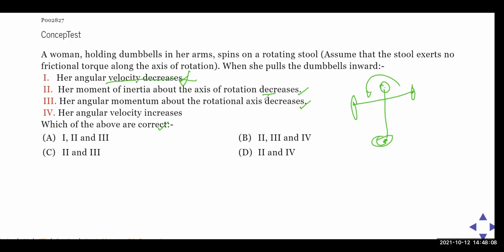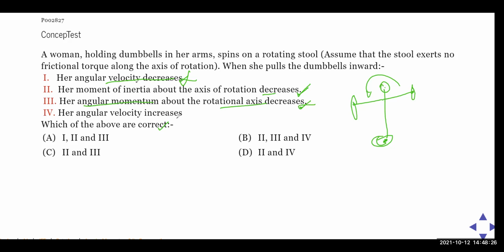This is correct. Right, true, correct, very good. Third, angular momentum about the rotation axis decreases. Wrong, right? Very good.